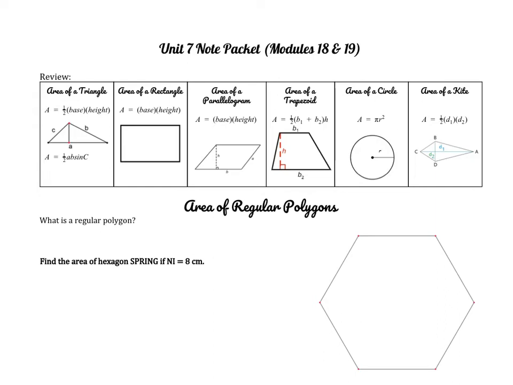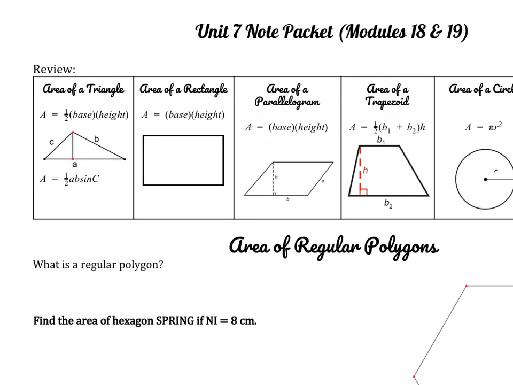So we are starting Unit 7 today, which is all about finding the surface area and volume of three-dimensional figures. But a lot of that process inherently involves us finding the area of some two-dimensional figures. So we're going to start today with a review of how to find the area of different polygons that we learned in previous units.